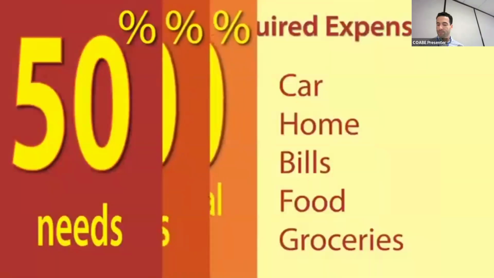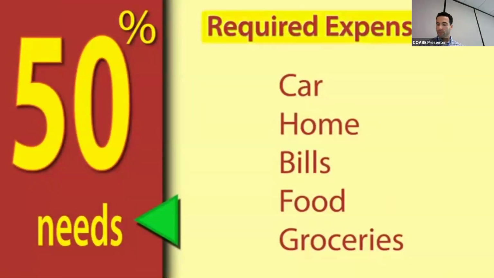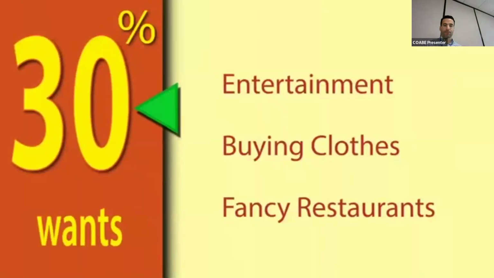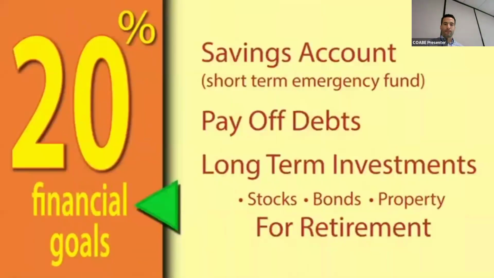Take 50% of what you earn and spend it on what you need. Like paying for your car and your home and your bills and your food and your groceries. Then 30% of what you earn goes into what you want. Like entertainment, buying clothes, or fancy restaurants. The last 20% is set aside for your financial goals. Savings for an emergency fund. Pay debts and investments. Now you're done.